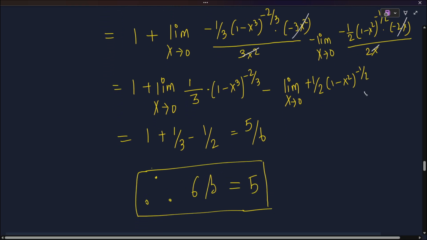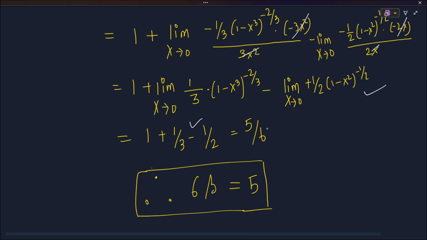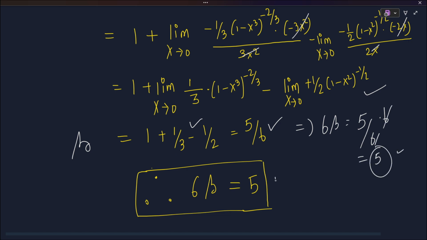So what you simply have is this step, and now put in the values and you get 1 plus 1 by 3 minus 1 by 2. Simplify to get 5 by 6, and this is the value of beta if you remember. We need 6 beta, so obviously 6 beta should be 5 by 6 into 6, right? Which is 5, which is our required answer.